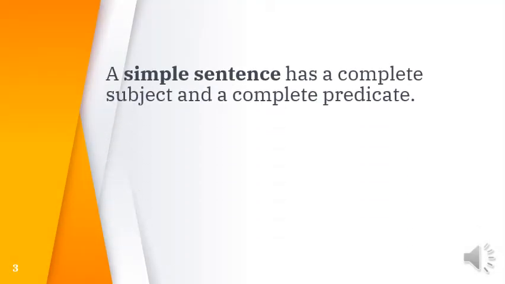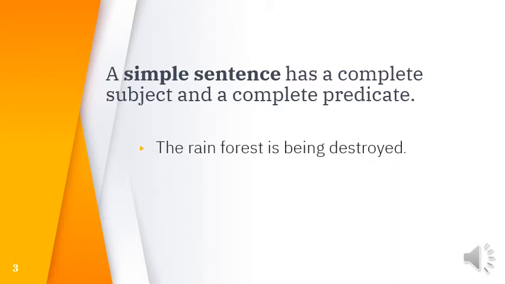So let's start with a simple sentence. So what is a simple sentence? It's a sentence that has a complete subject and a complete predicate. What does this mean? For example, the rainforest is being destroyed.